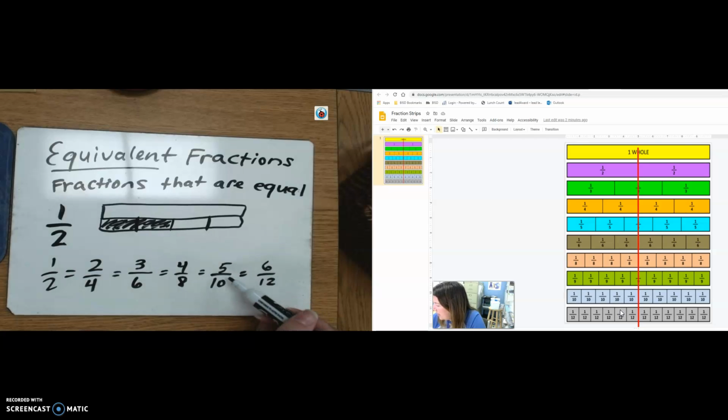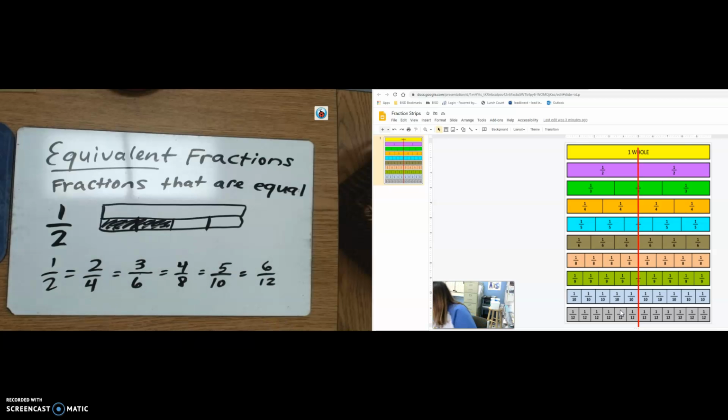Some of you might notice that the numerator is always half of the denominator, or the denominator is always double the numerator. So like 2, what's half of 2? 1. 4, what's half of 4? 2. 6, what's half of 6? 3. 8, what's half of 8? 4. 10, what's half of 10? 5. You see the pattern? What's half of 12? 6. Any fraction like that is always going to equal half.